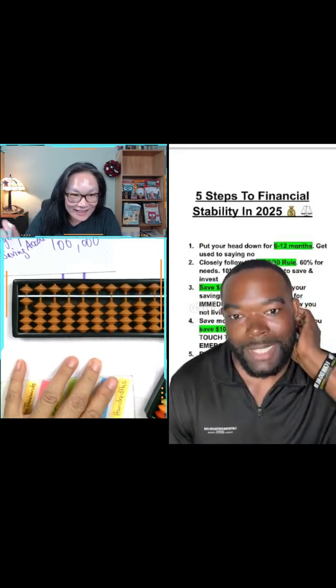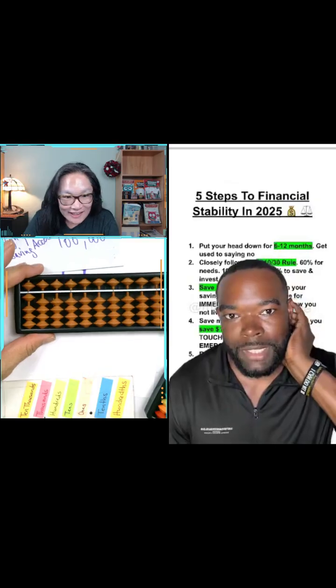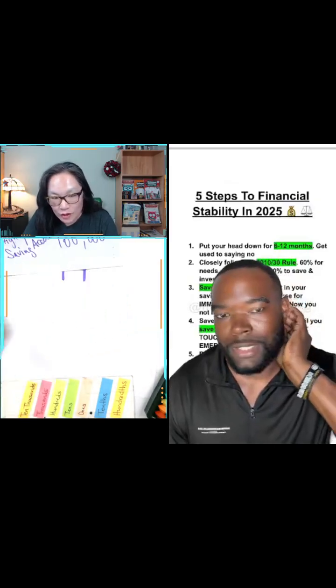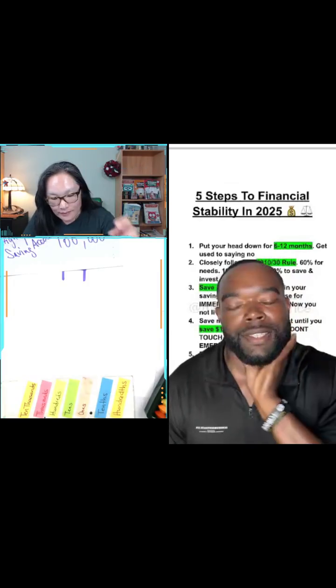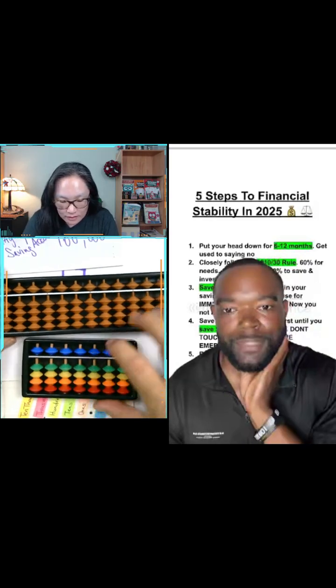Wow, Pamela, you have a 16 column abacus. This is a 13 column abacus. Nice.